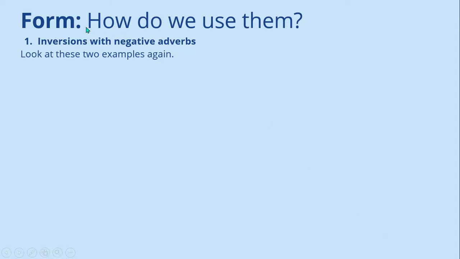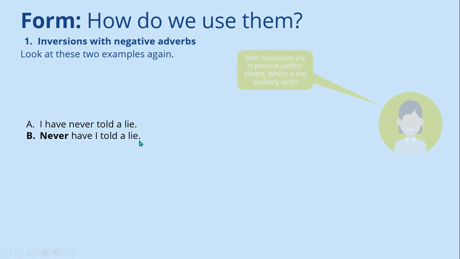How do we use them? Okay, this is the structure. How do we use them? Inversions with negative adverbs. Look at the two examples again. I have never told a lie. Never have I told a lie.